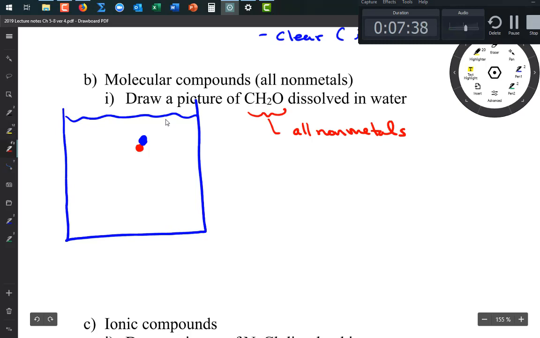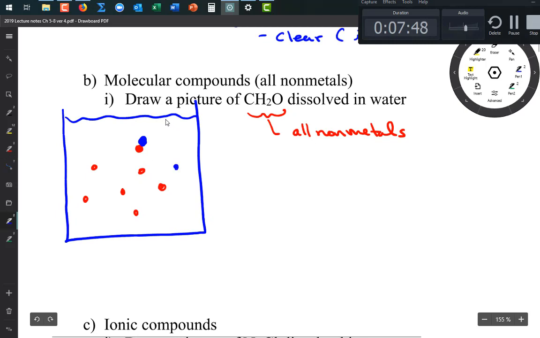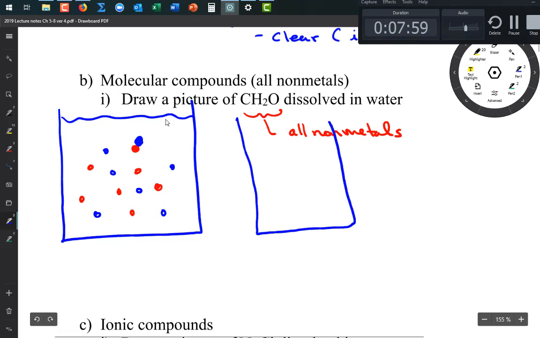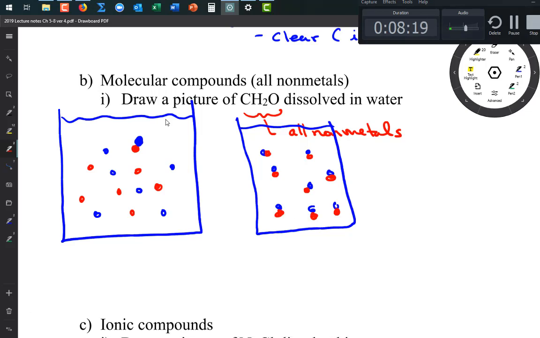When it dissolves, do you think it looks like this? Or do you think it looks like, there's my water, like that? Take a vote. How many say this side? How many say this side? I don't know which side is which. Yeah, it's more like this side.